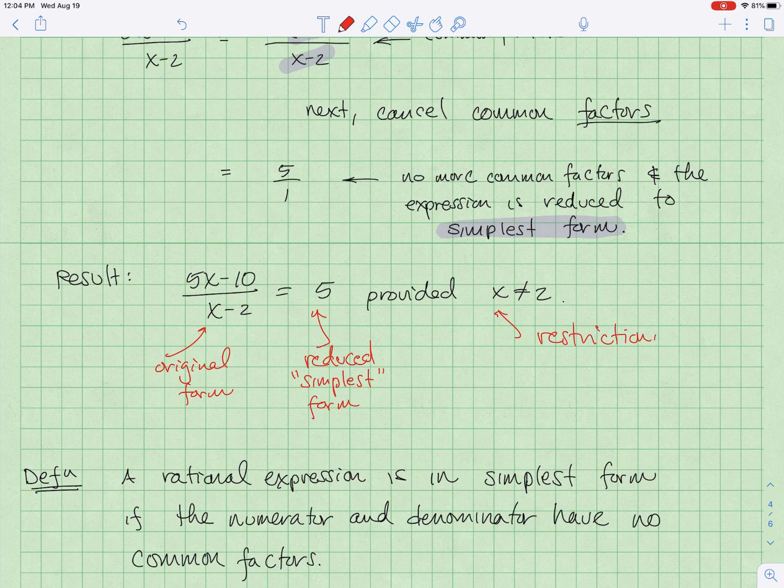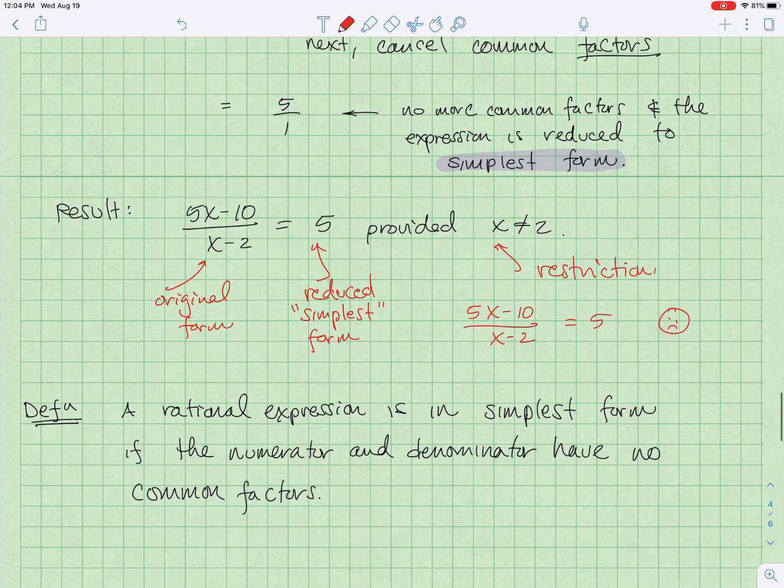And of course, the restriction. Now, why the restriction and what's going on here? Well, it turns out that if you want to say 5x minus 10 over x minus 2 equals 5, that's actually false because it has to be true for every single value of x. Now, if you factor this, let me move this down even further.